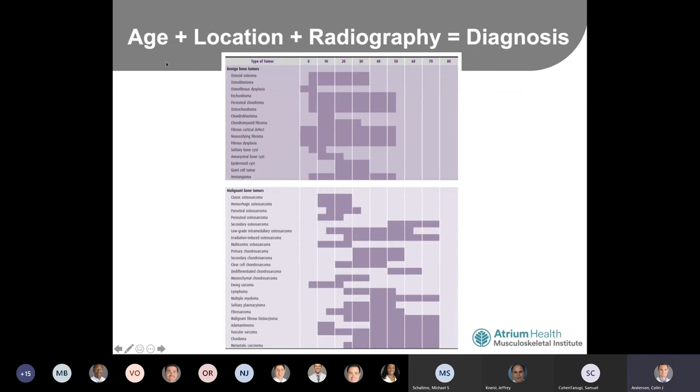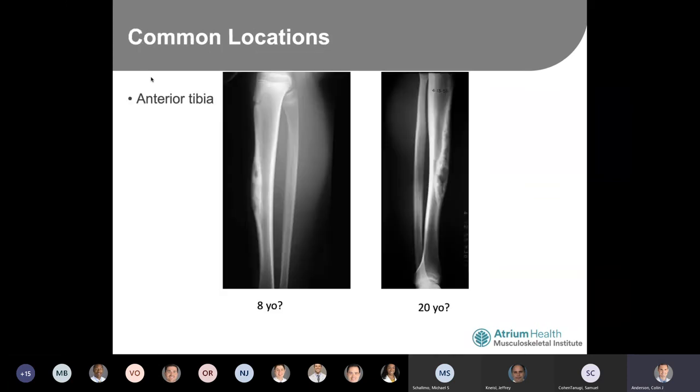So, as I said before, we can put this all together where you have the age of the patient plus the location plus the radiographic features can lead you to a diagnosis. Perhaps I can have some of you jump in and interpret these x-rays for me and give me some of a differential. Would any of you like to start?